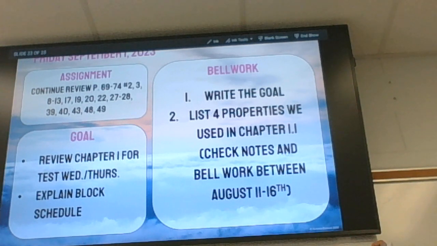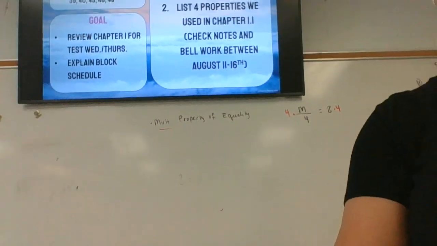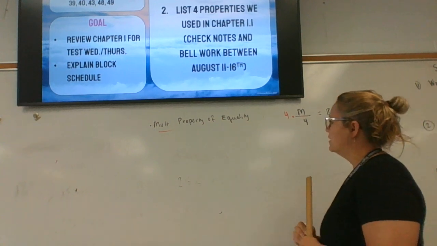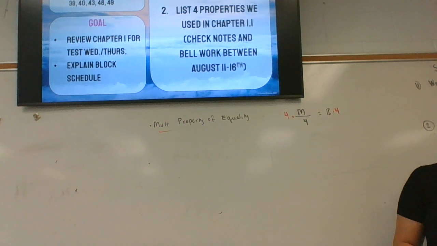For example, if you had a problem like this, m over 4 equals 8, and you have to show your work, if it's said to list the property used, if you times 4 on both sides, that's the multiplication property of equality. And that's how you get m equals 32. Okay? What's another property? Somebody else?